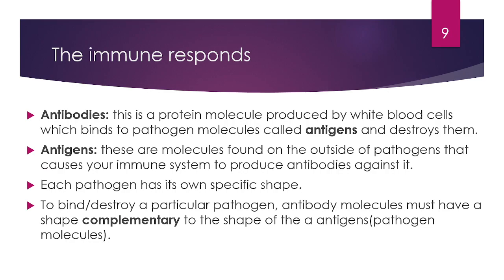The immune response. Now, these are two definitions you must know. An antibody is a protein molecule produced by WBCs, or white blood cells, which bind to pathogen molecules called antigens and destroy them. Antigens are the bad thing. Antibodies are the ones that destroy the bad thing, essentially. Antigens are molecules found on the outside of the pathogen that cause your immune system to produce antibodies against it.